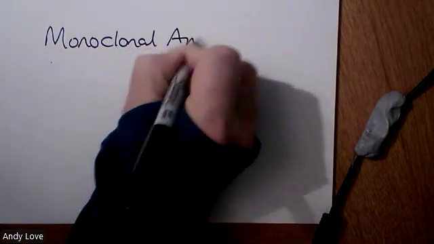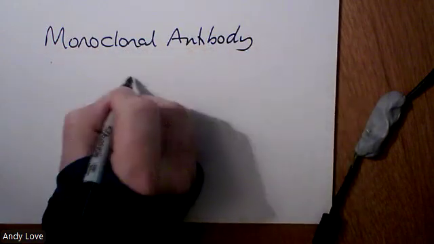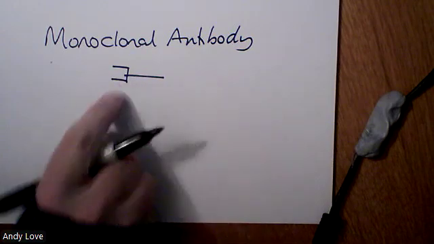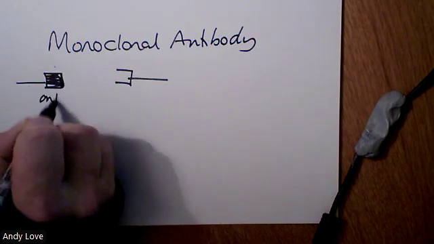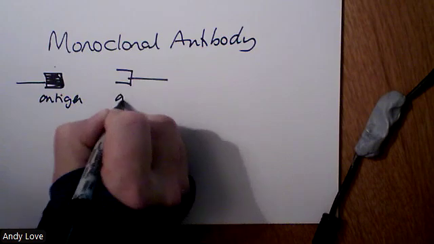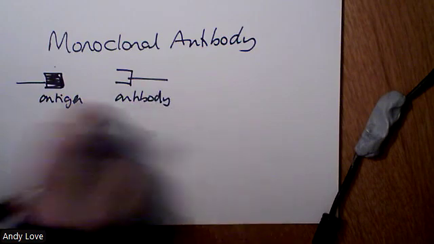Okay, so what is a monoclonal antibody? A monoclonal antibody is a protein molecule with a specific shape to it, and it's going to lock on to a specific antigen. So the antibody will lock on to the antigen.